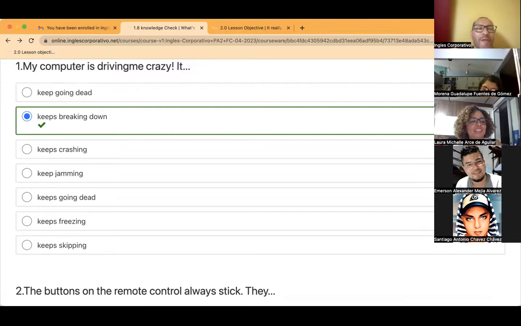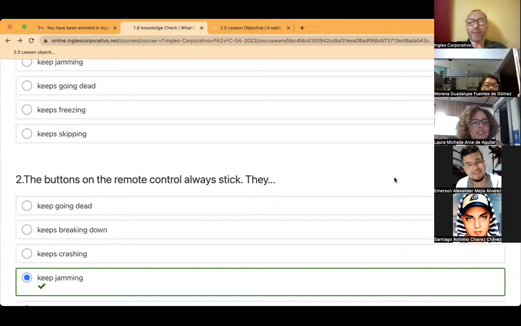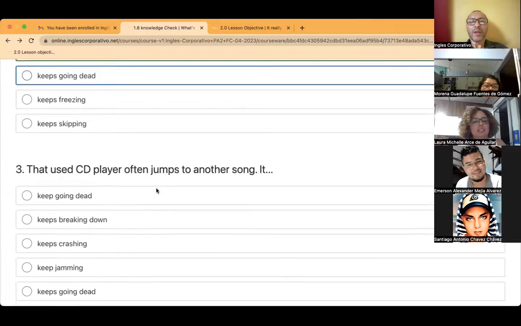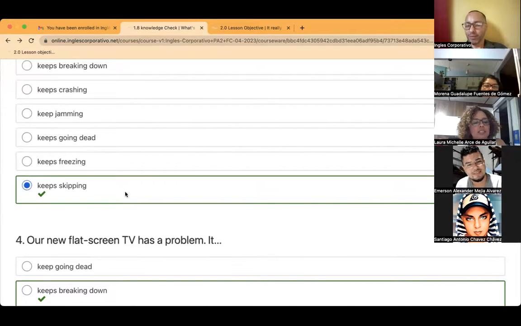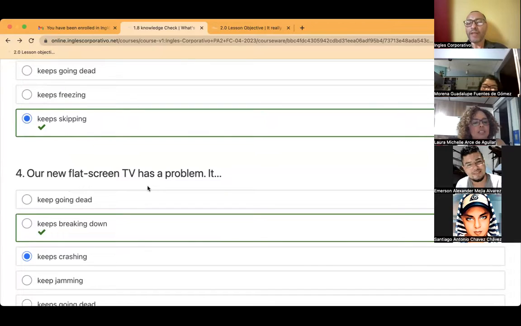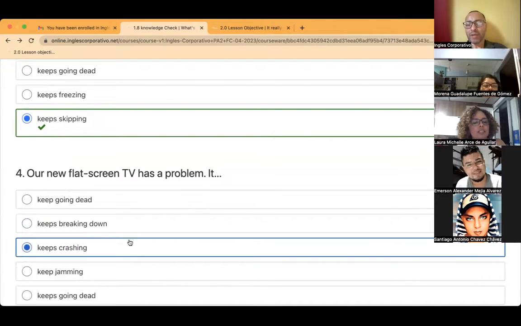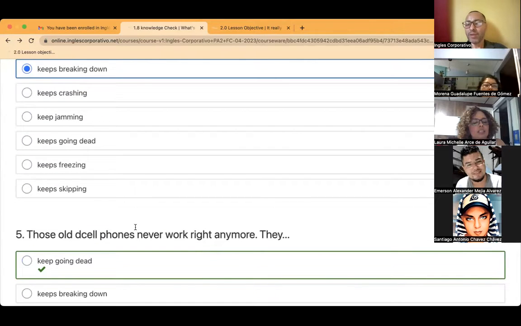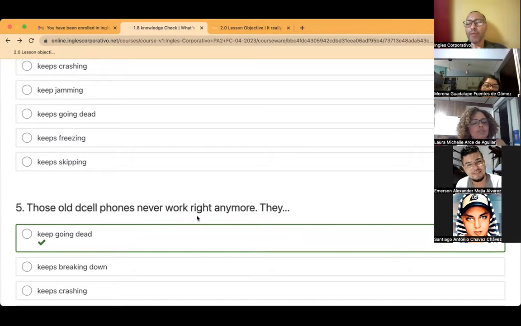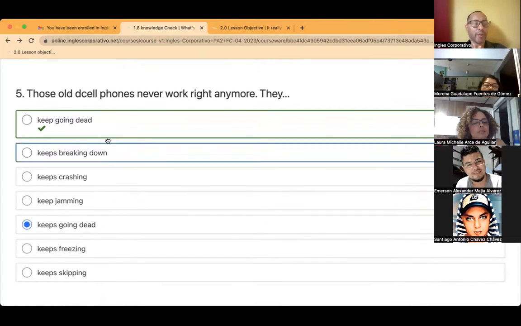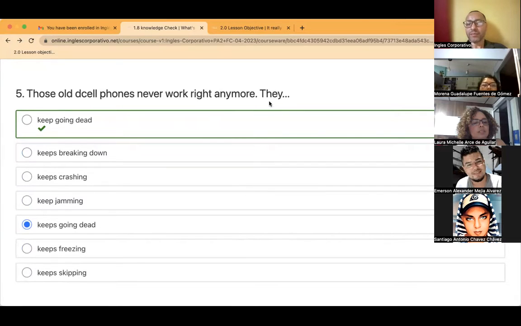Okay, don't worry. Okay, number 1, keeps breaking down. Correct. This means stop functioning. The buttons on the remote always stick. Correct. Keep jamming. This is jamming. Okay. The CD player jumps. This is skipping. Okay. Good. Number four, our flat TV screen has a problem. We put keep breaking down. But it was keeps breaking down, right? No, keeps crashing. Then these old cell phones never work right anymore. We put keeps going dead. Keep going dead because they. Yes. Okay.